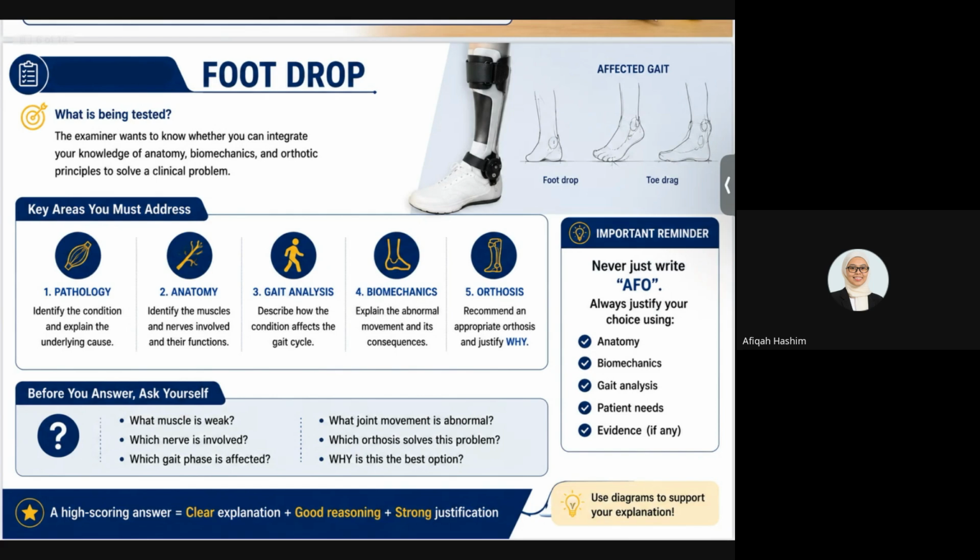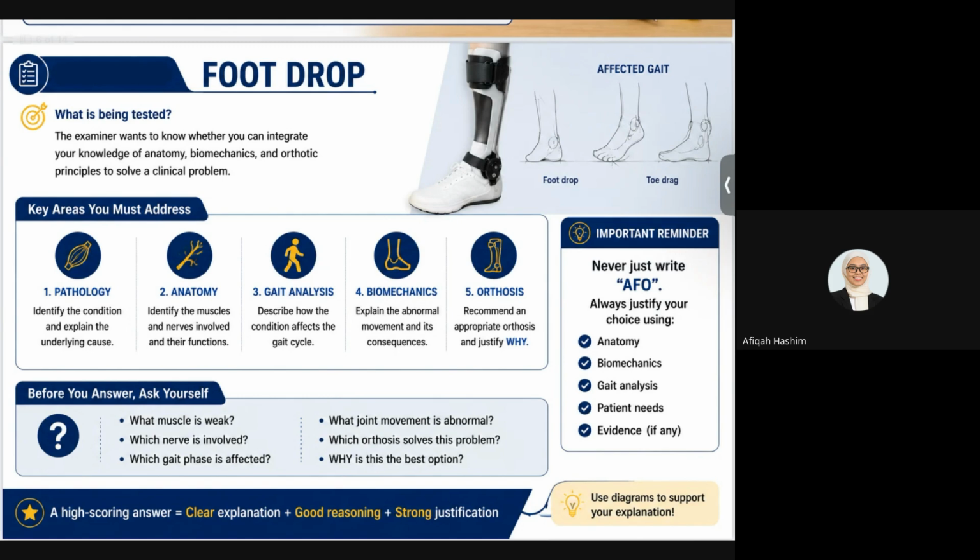So what abnormal gait pattern would you expect to see during which phase of the gait cycle? Does this problem become more obvious? For example, flat feet, during the stance phase, the foot will spread. And once you understand the pathology and the biomechanics, only then you should think about what orthosis you can prescribe to the patient.